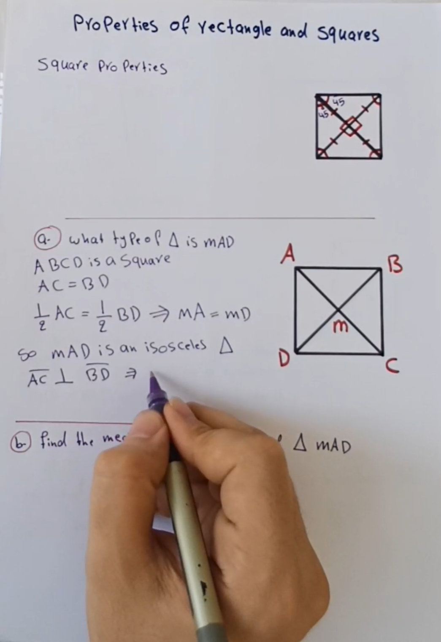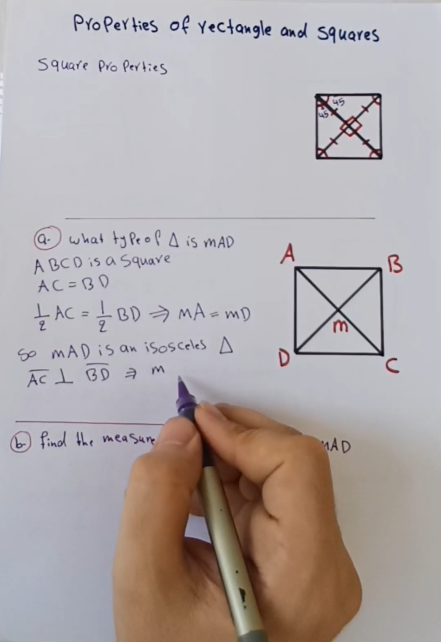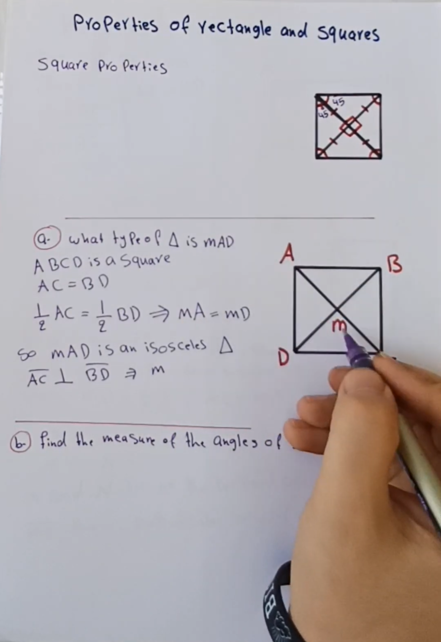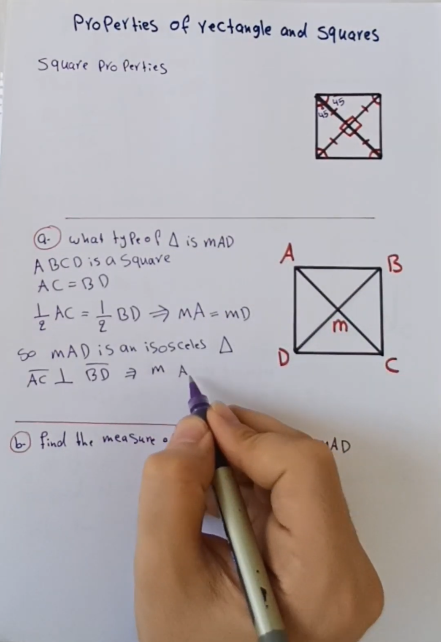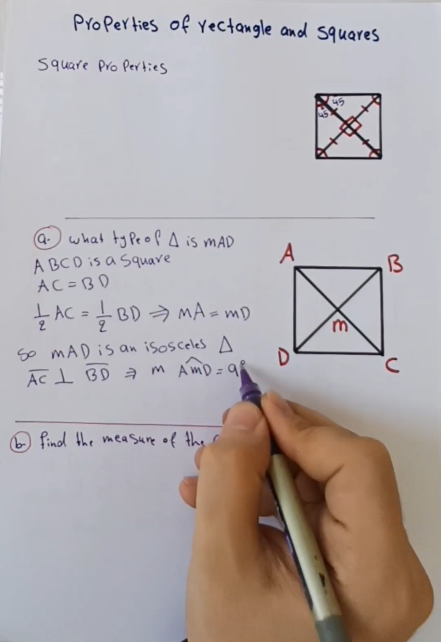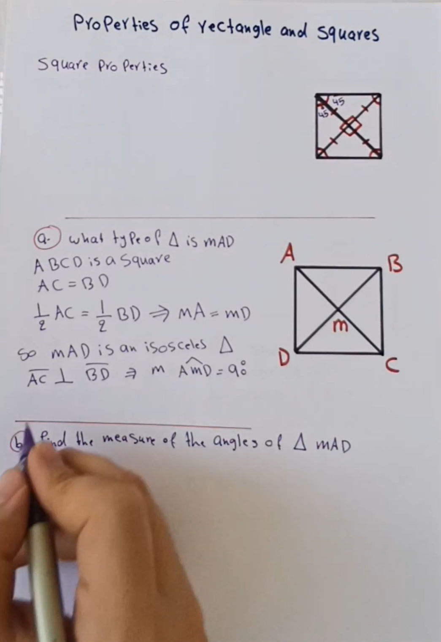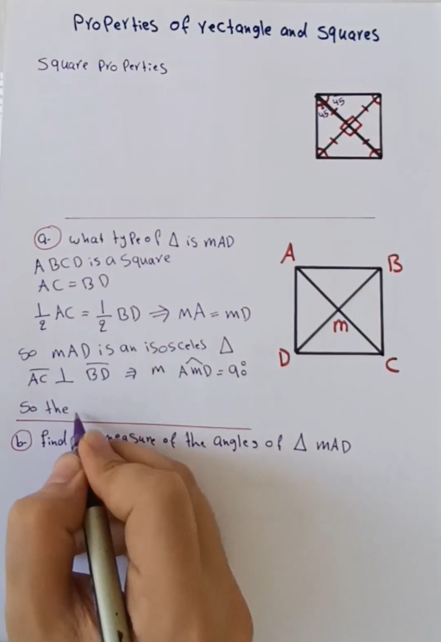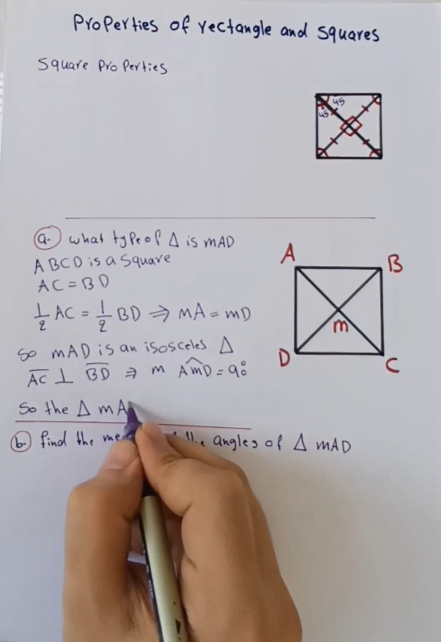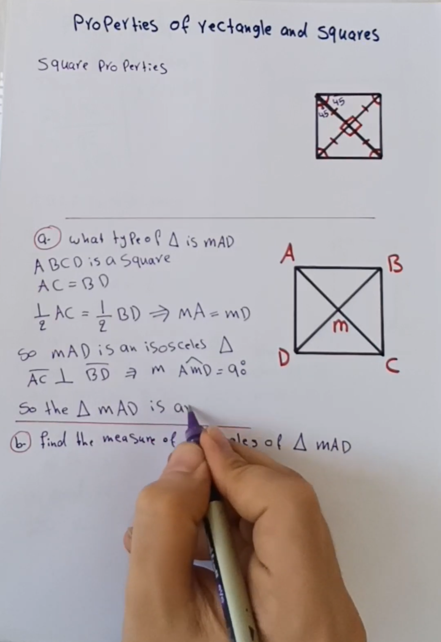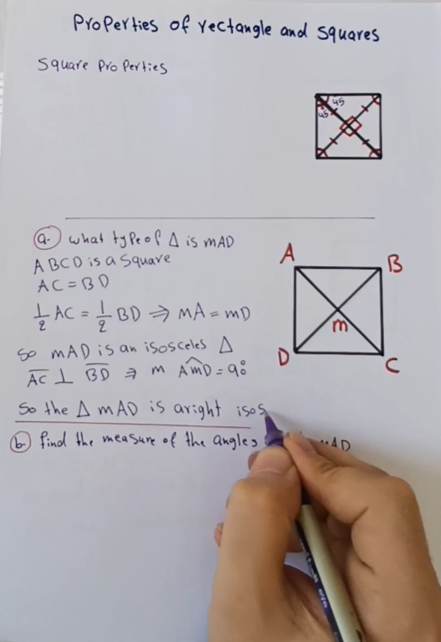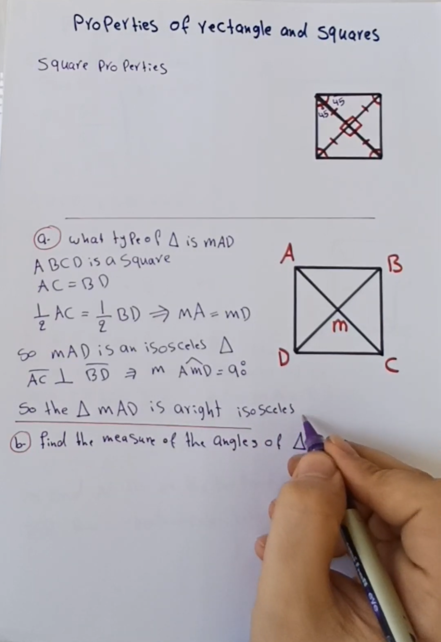So the measure of angle AMD equals 90 degrees. So the triangle MAD is a right isosceles triangle.